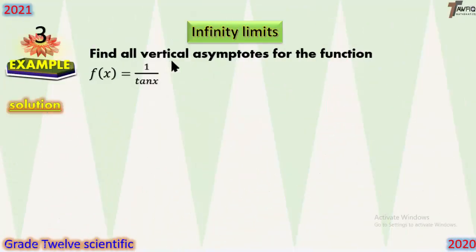Find all vertical asymptotes for the function f(x) equal 1 over tangent x. Take the denominator, tangent x, equal to 0. Then solve this equation. Tangent x is equal to 0 when x is n pi for all n in the integer numbers.